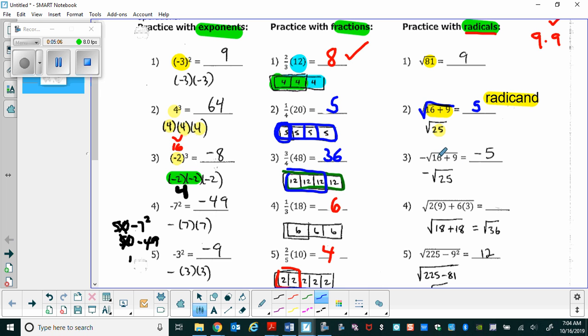So here when we simplify the radicand, 16 plus 9 is still a 25. And when we take the square root of that, we get a 5. And then the negative out front, the answer would be a negative 5.